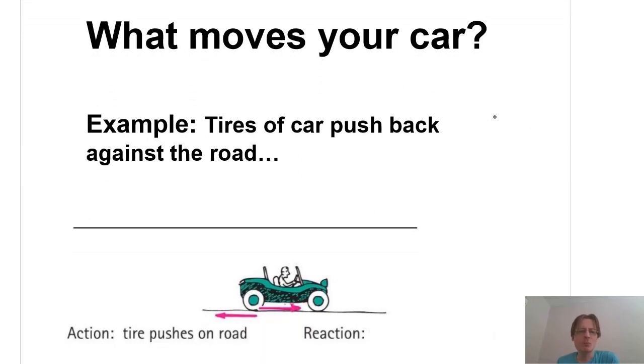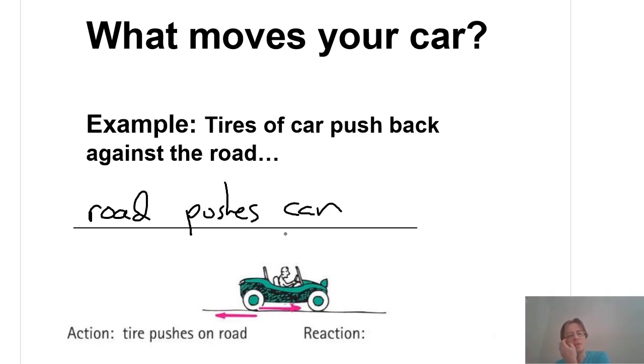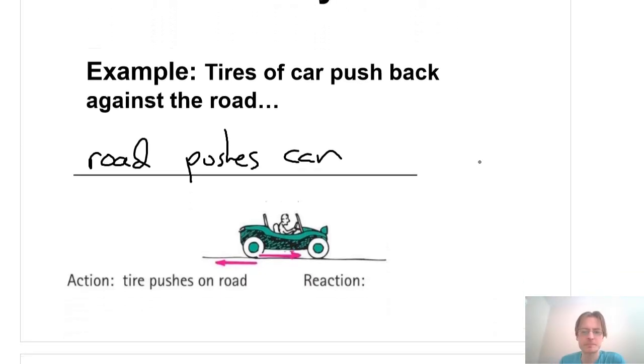And we talked about what moves your car. The tires push back against the road, and the road pushes the car forwards. And if it's rainy outside, you know that. If there's no friction on the roadway, no traction, then you can't drive. Your wheels just spin in place. If the wheels can't push back on the ground because it's too slippery, then the ground can't push your car forwards.